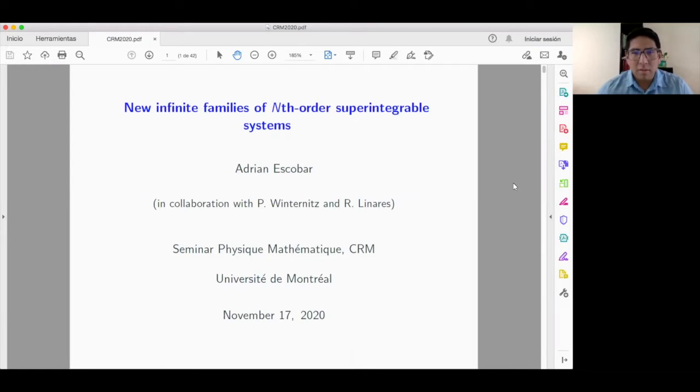Thank you, Pavel. Merci à tous. Je suis très content de participer encore dans le séminaire de physique mathématique. And as Pavel just said, I will tell you about some progress on this subject of superintegrable systems. This is work done in collaboration with Pavel and a collaborator here in Mexico City, Roman Linares.